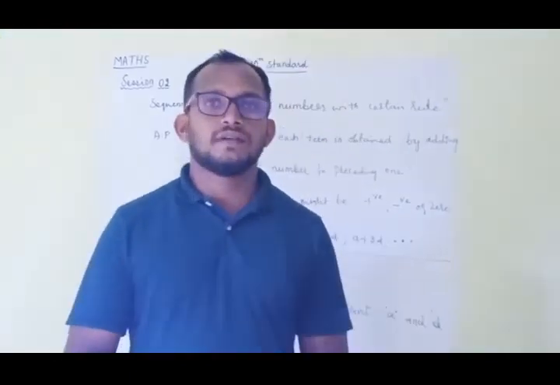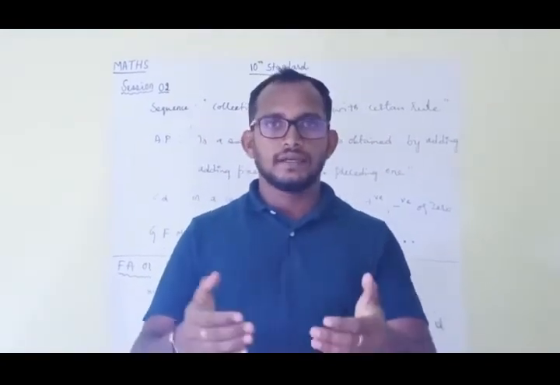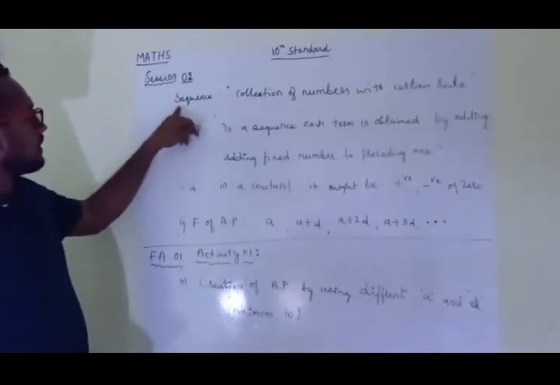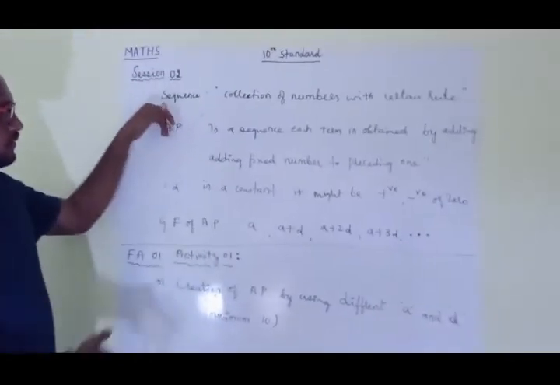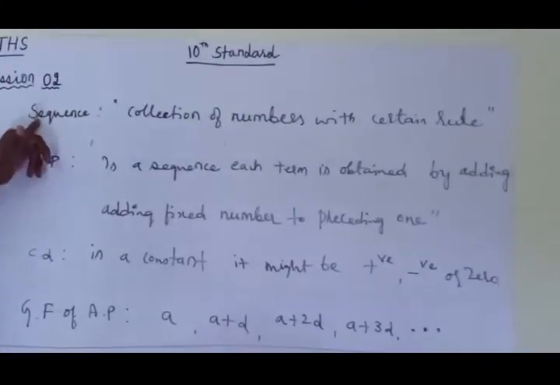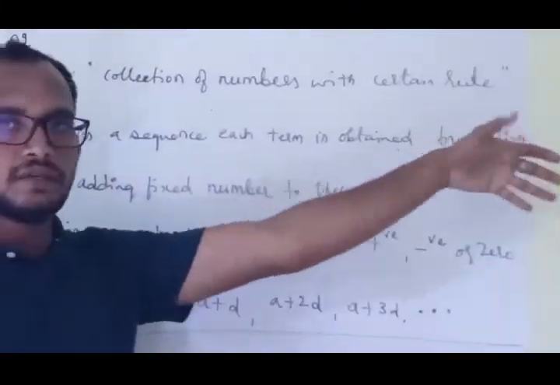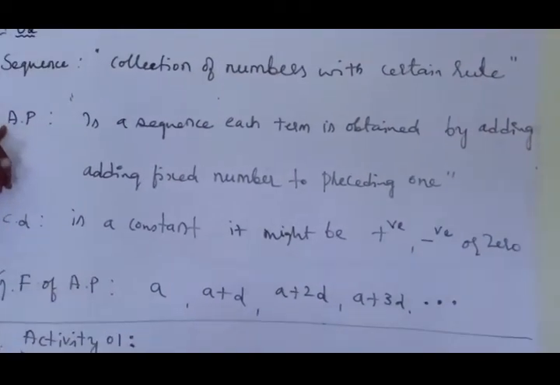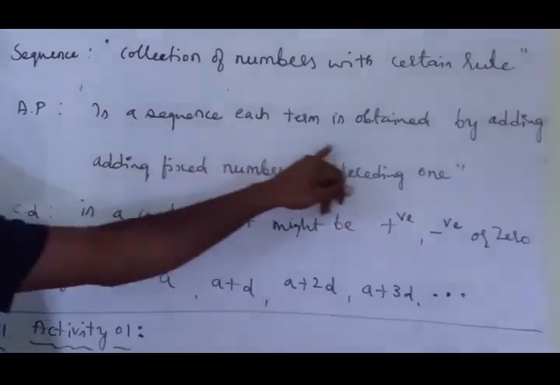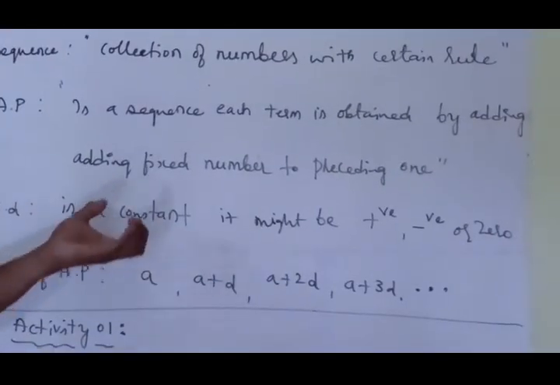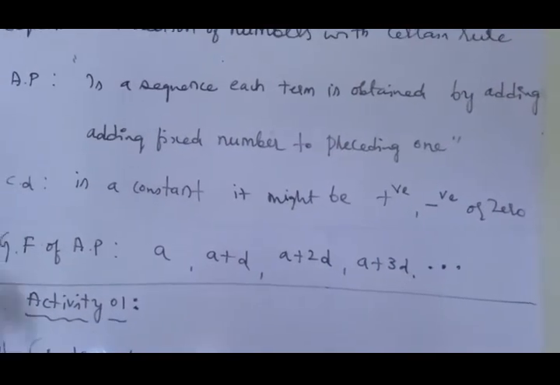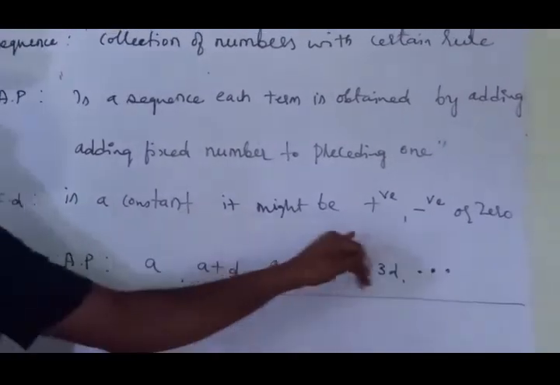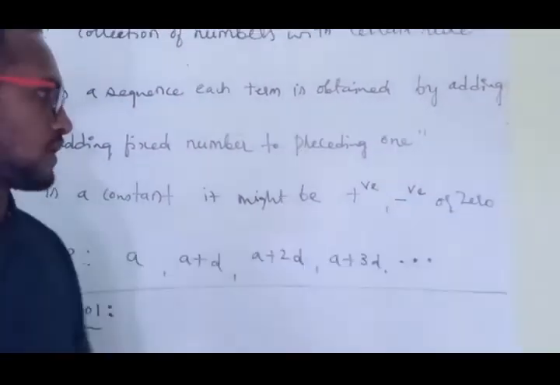Now let's recall what we have learned in this session. So first, in the beginning we learned about sequence. You can take it as small notes here. Sequence is a collection of numbers with a certain rule. AP is an abbreviation for arithmetic progression, a sequence in which each term is obtained by adding a fixed number to its preceding one. The common difference is just a constant or fixed number. It might be positive or negative, even 0.